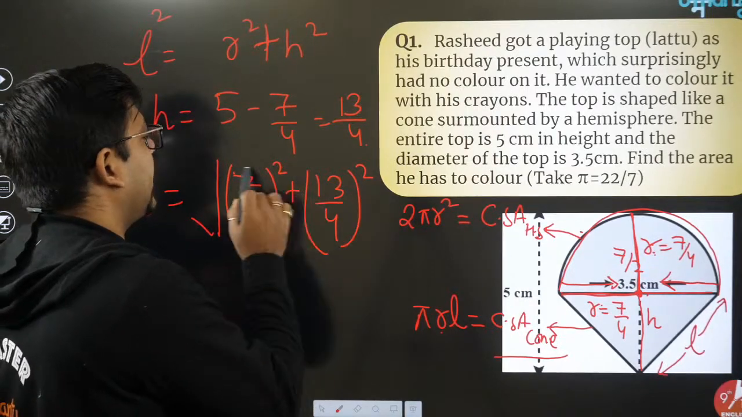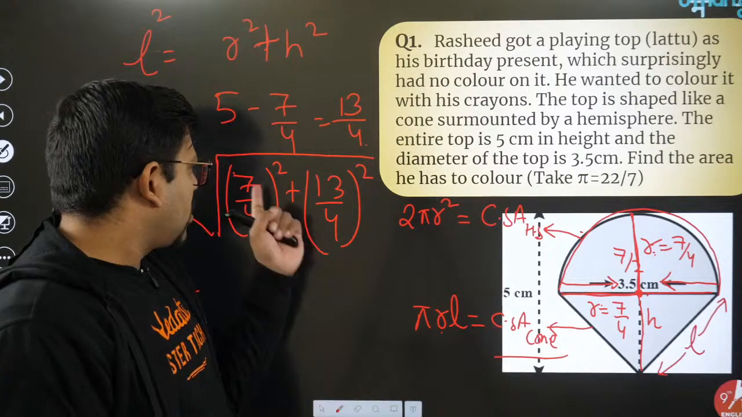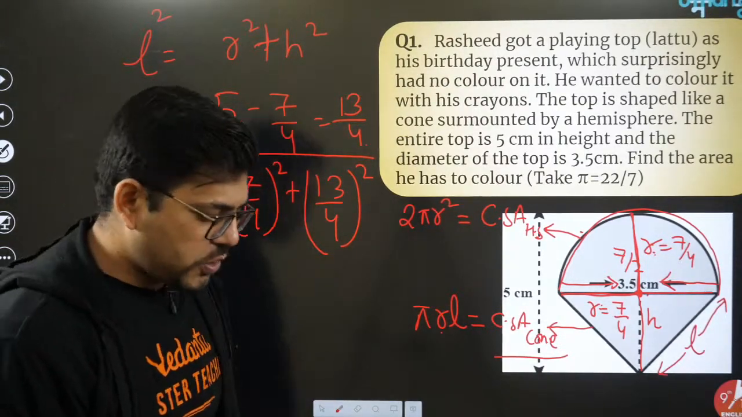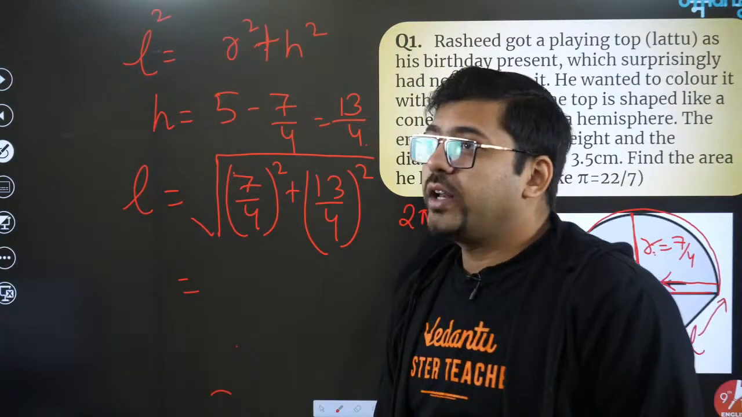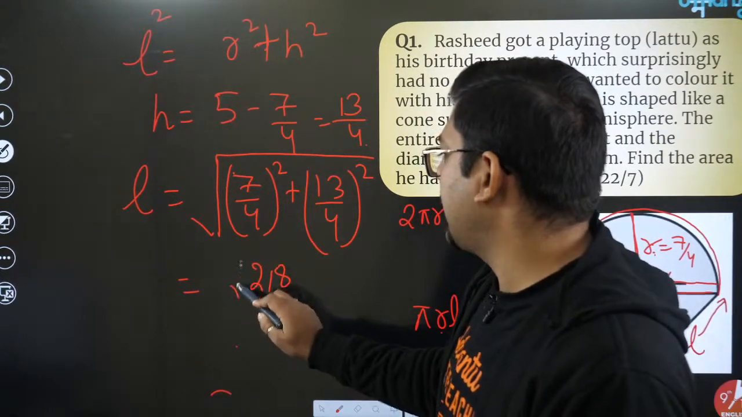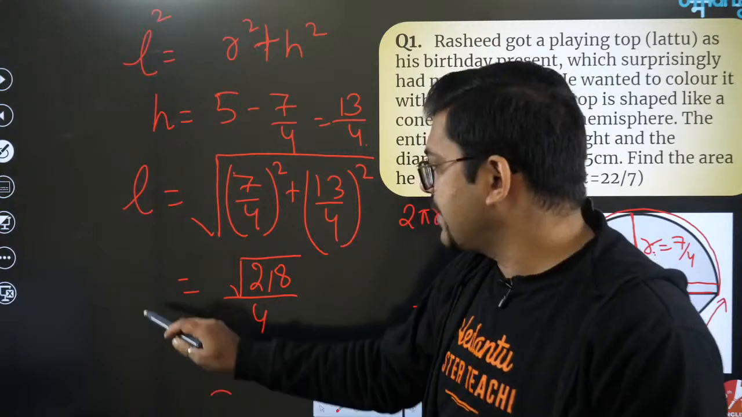And now you have to actually calculate it. So guys, come on, start solving it. If I am not wrong, 7 square is 49 and 13 square is 169. So 169 plus 49 is 218. So this is precisely root 218 divided by 4. That is the value of L.